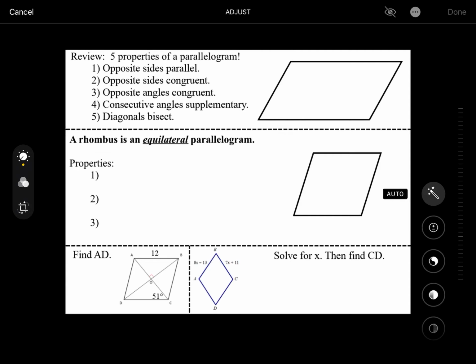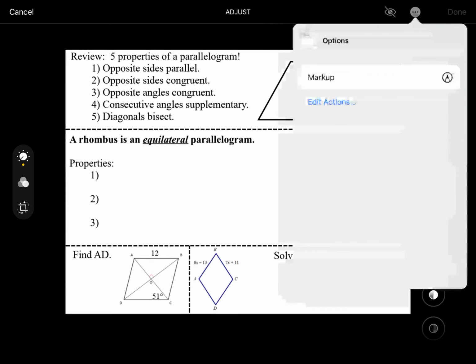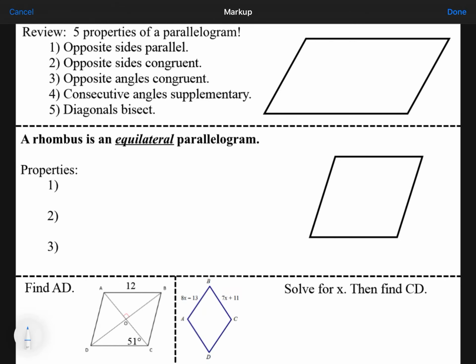A rhombus is an equilateral parallelogram. What does that mean? Well, in parallelograms, the left side is congruent to the right side, the top side is congruent to the bottom side, so opposite sides are congruent. Also, the opposite sides are parallel, opposite angles are congruent, and consecutive angles add to 180. These are properties you did in your IXLs before spring break on the 2 e-learning days. A rhombus is the same thing, but it's equilateral.